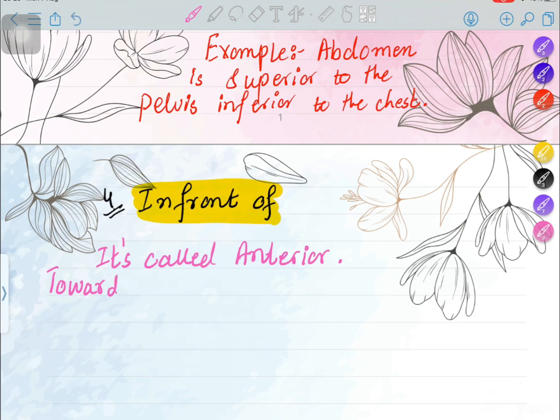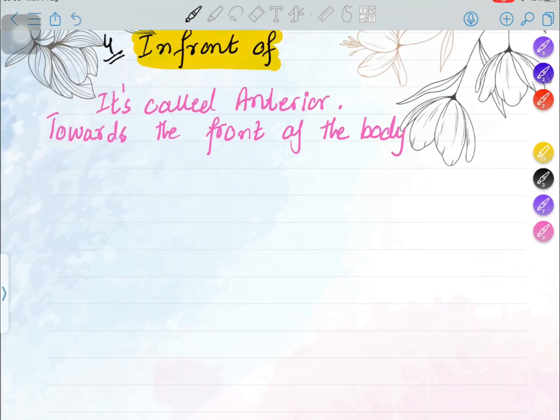So if I say the nose is anterior to the ears, anterior means it's front, and my ears are behind, a little bit. So the nose is anterior to the ear, which means it is towards the front of the body.